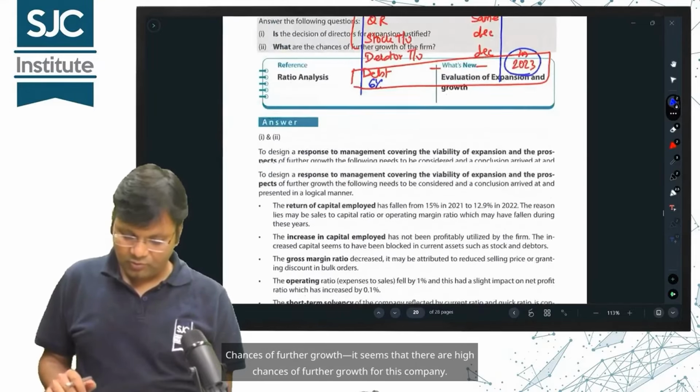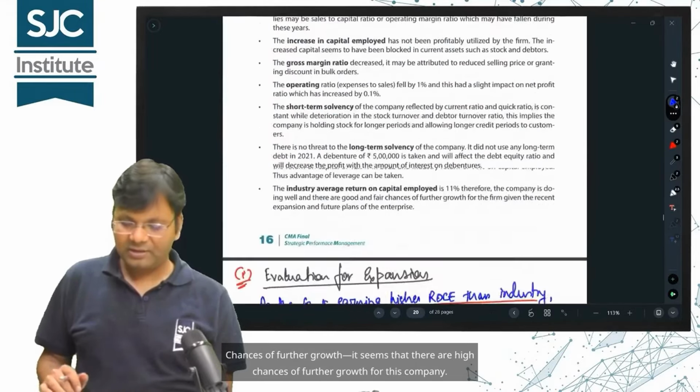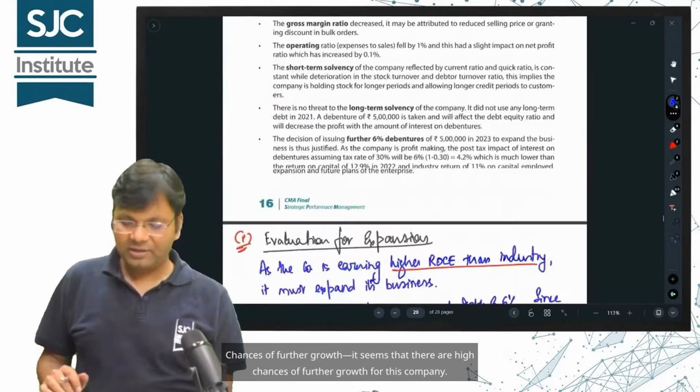Chances of further growth. It seems that there are high chances of further growth for this company. In fact, when we look at the data and the trends, it becomes even more apparent that the potential for this company to continue growing in the future is quite significant. There are high chances of further growth for this company, as we have discussed. Okay, did you understand how to write it?